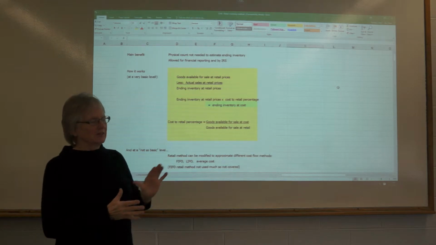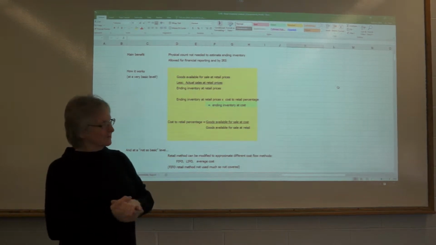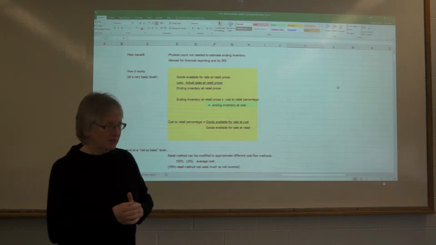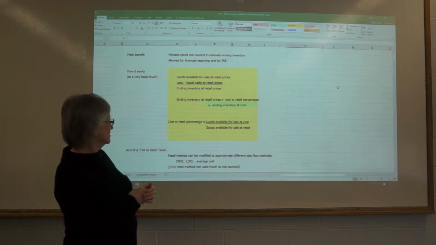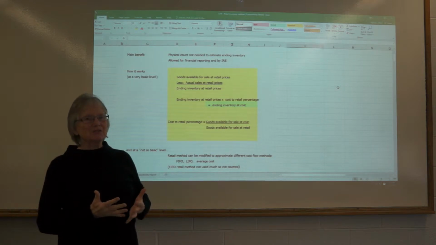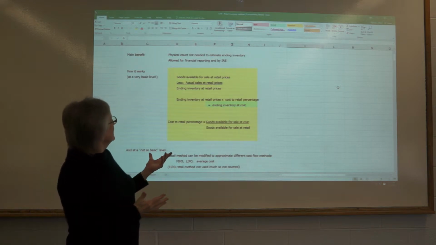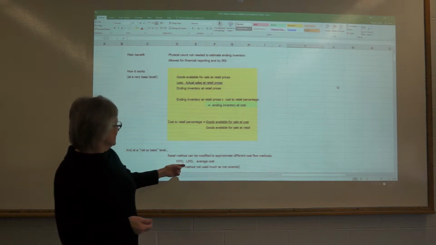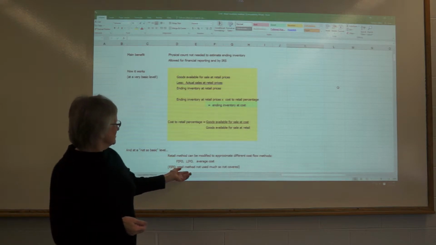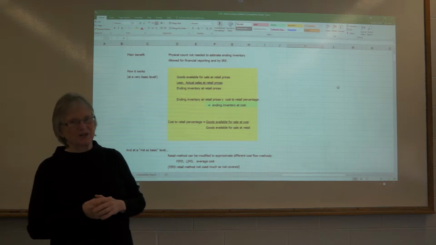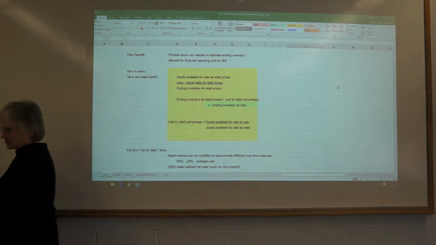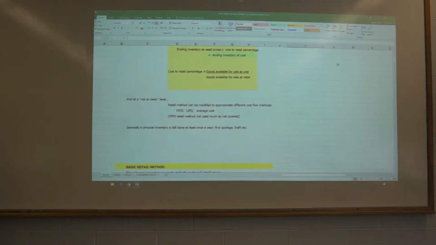Now that seems like it's fairly straightforward, and on a very basic level it is, but it obviously gets much more complicated because the retail method can be modified to approximate FIFO, LIFO, or average cost. Okay, so let's take a look at some of the complications here.